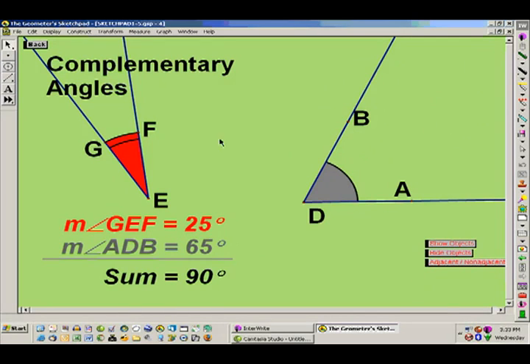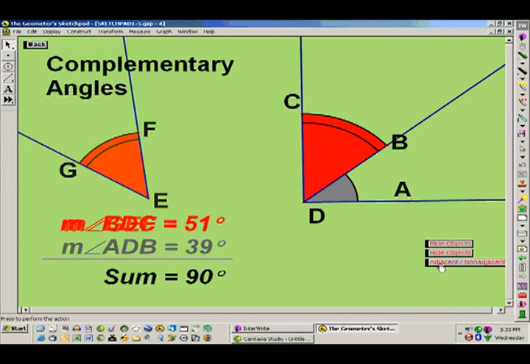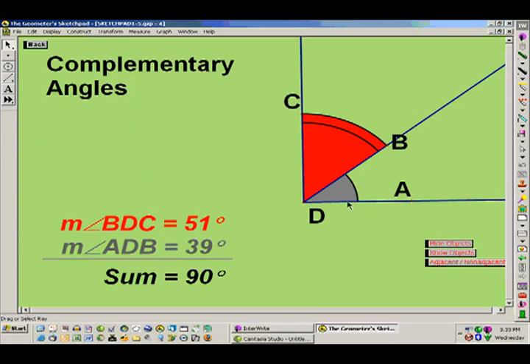They could be separated. We still consider these two angles as complementary because this one, 25 degrees, and this one, 65, still add up to 90. So whether they're separated or they are adjacent, if they add up to 90, we consider them complementary.